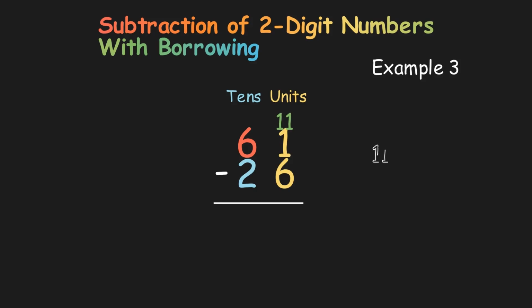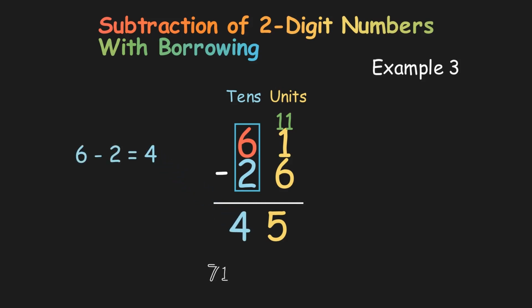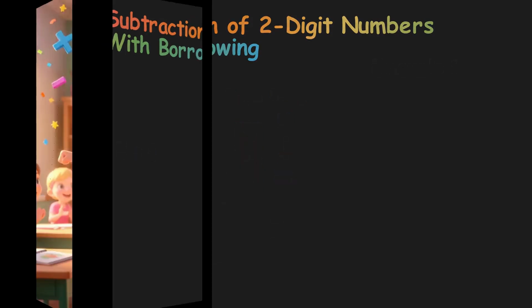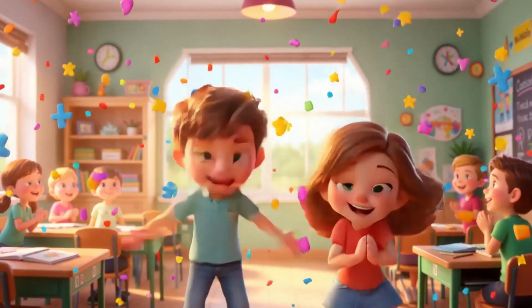Now we can subtract easily. 11 minus 6 equals 5. Next, we move to the tens column. 6 minus 2 equals 4. Therefore, 71 minus 26 equals 45. Fantastic job, superstars! You're becoming experts in subtraction with borrowing step by step. It's quiz time!